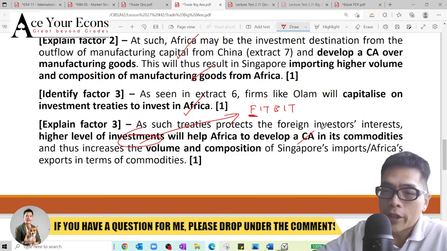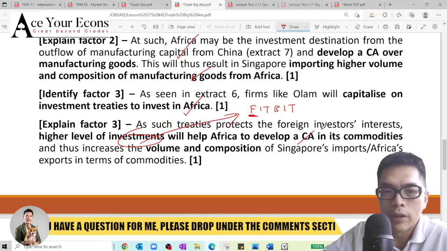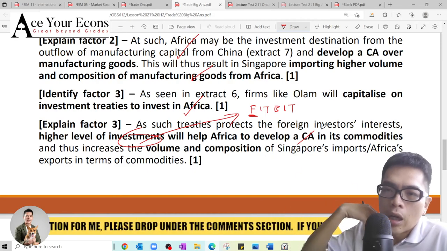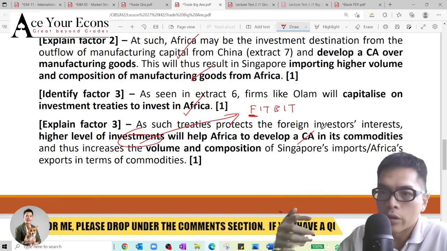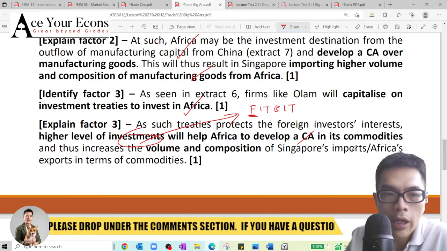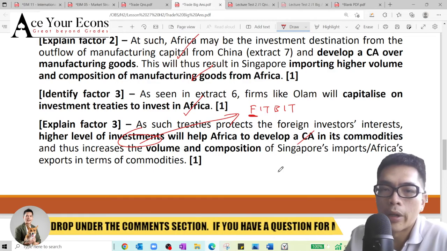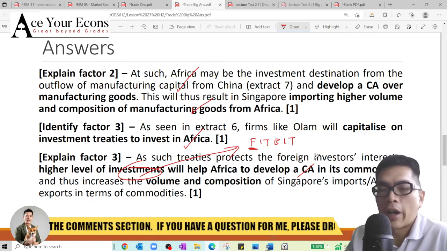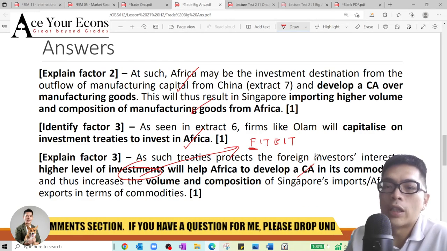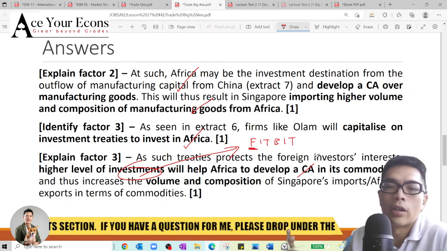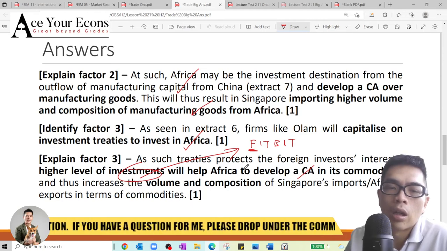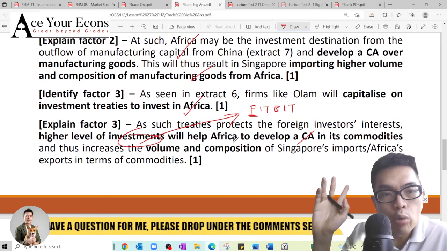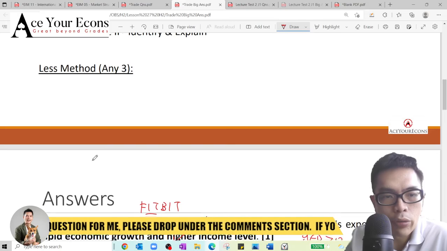So once Africa is able to develop comparative advantage in commodities, then Singapore is able to increase the import of Africa's commodities and change the composition of commodities into Singapore. Clear? This is how you play around with volume and composition. Direction also can, because the direction is what? The investment treaty is signed between two parties, right? So this is going to promote trade between these two countries, or investment between these two countries. Direction could also work.